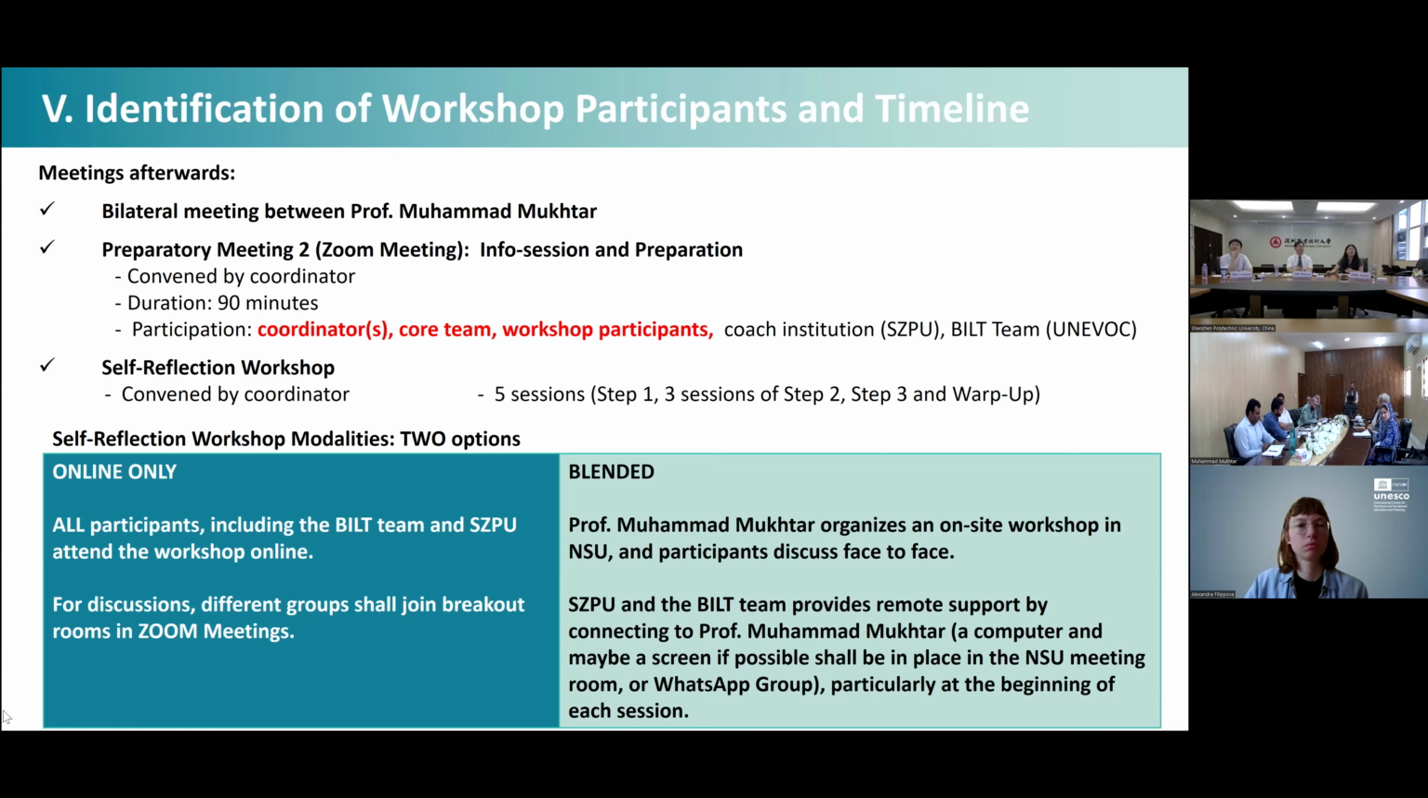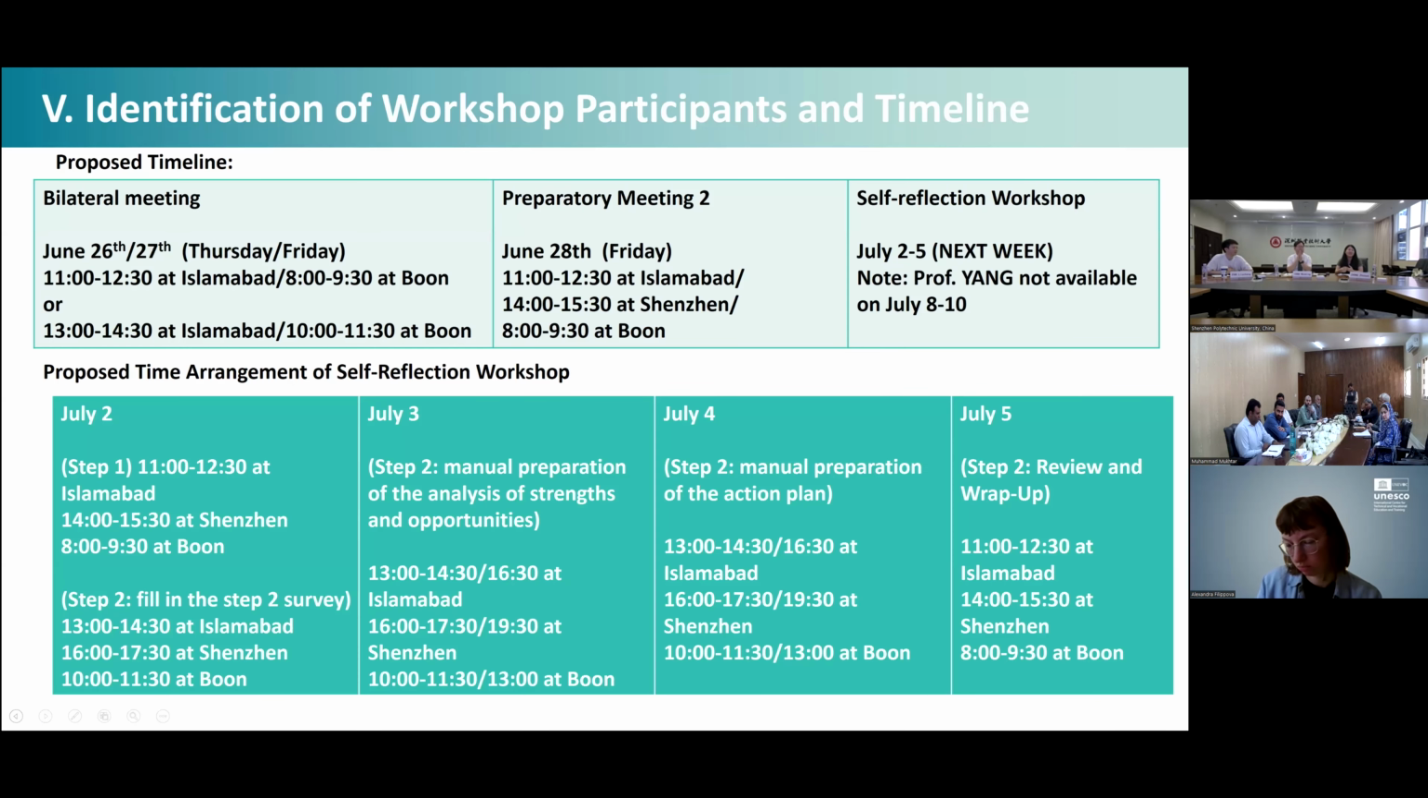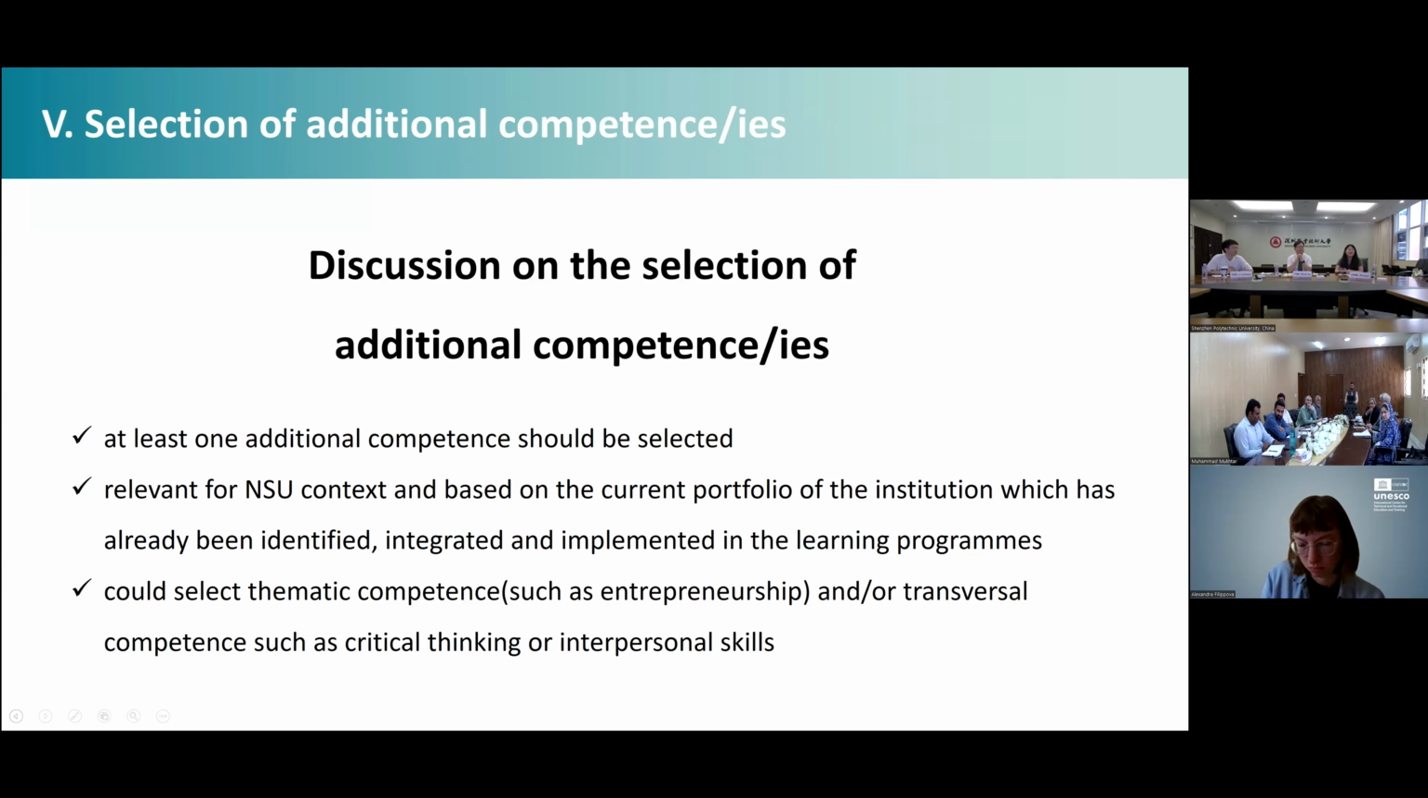So our next agenda is about the selection of an additional competence for your step one. Thank you very much. Then life is easier. Yes. So maybe now you could discuss which competence you would select in addition to digitalization and greening. I need to remind you that the additional competence needs to be relevant for your context and also relevant to your program portfolio. You could select a thematic one as well as a transversal competence.